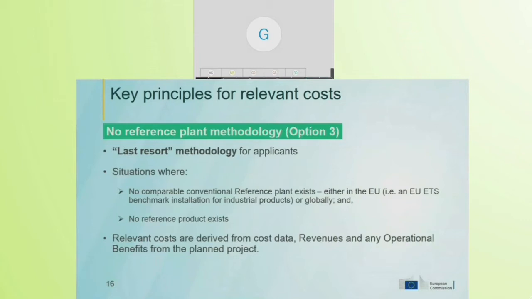So the no reference plant methodology, this is a last resort methodology. It's not, as I said, expected to be very common, and it's only to be used in situations where there's absolutely no comparable reference plant existing, either in the EU or globally, and that no reference product exists. Here, you're simply providing the relevant costs based on the actual project cost data, and the revenues and operational benefits and OPEX, and then calculating the relevant cost on that basis. Next slide, please.